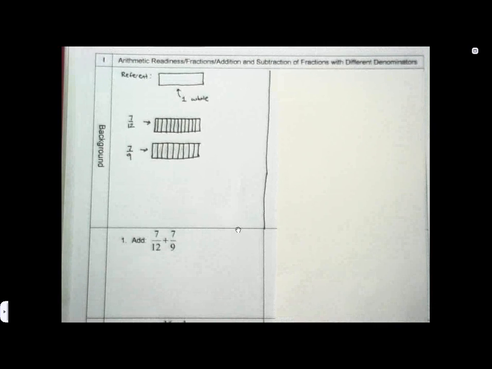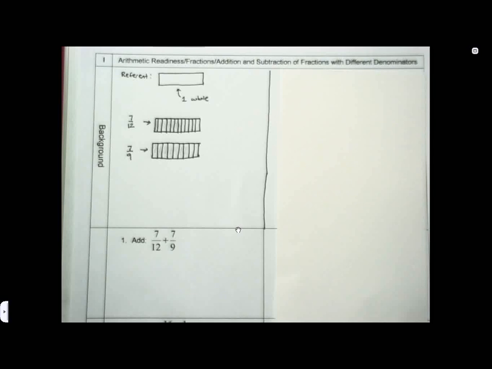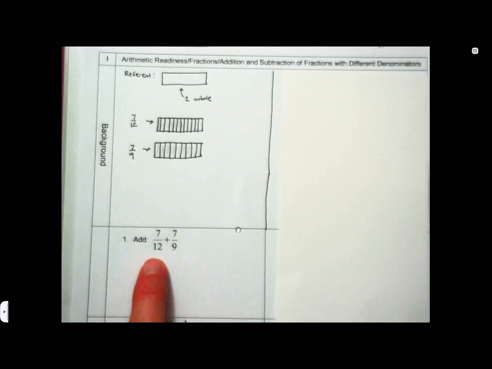Welcome. In this video, we'll be talking about how to add and subtract fractions with different denominators. This is page 15 in your Alex notes. What we're going to focus on is number 1, which is adding 7/12 plus 7/9.